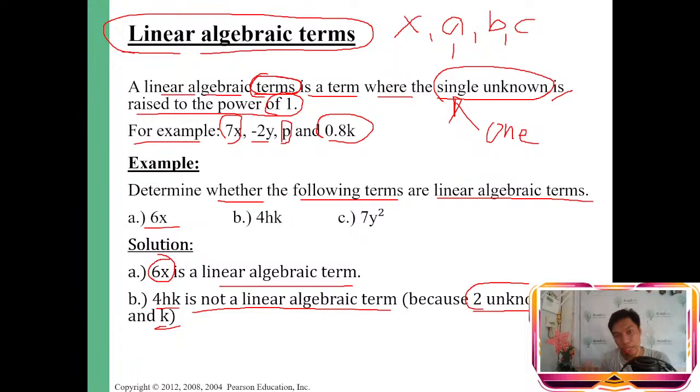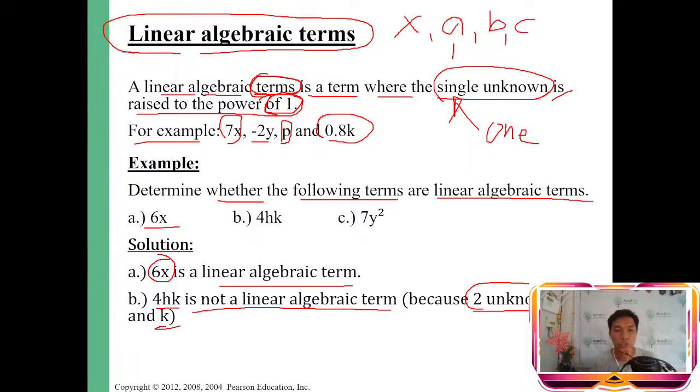If you say algebraic terms, it's very simple. Single, only one. Only one unknown, take note, just only one. And raised to the power of 1. Power of 2 is not, power of 3 is not. Power of 1 only.